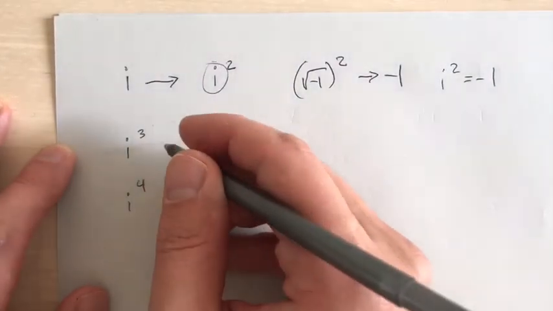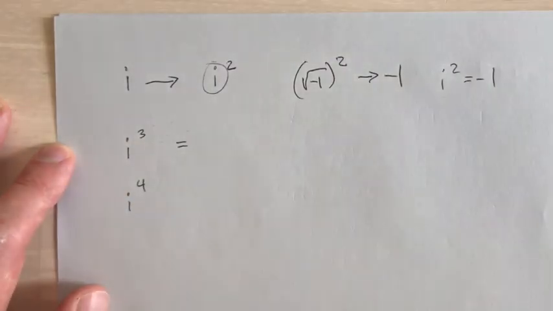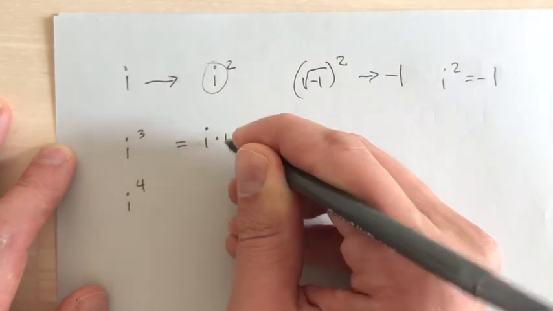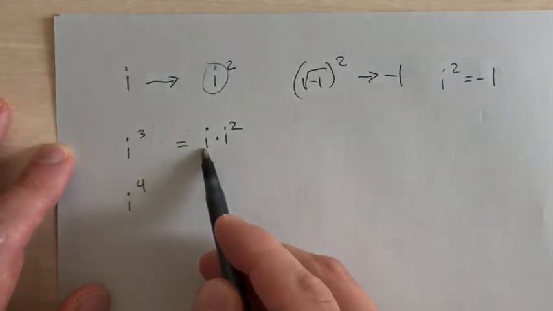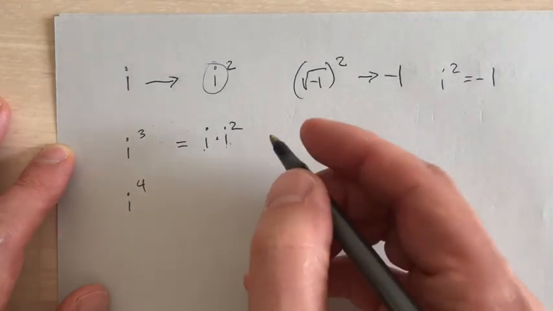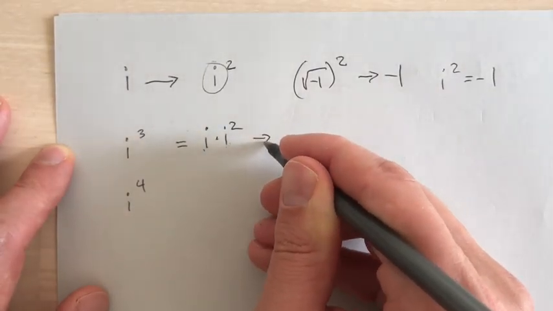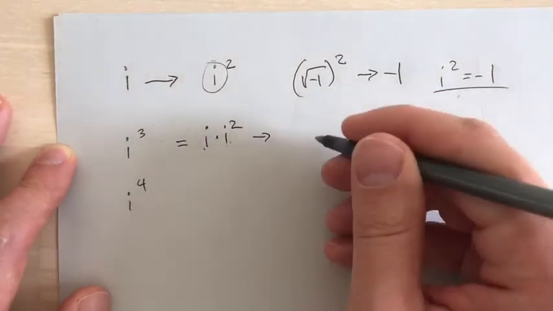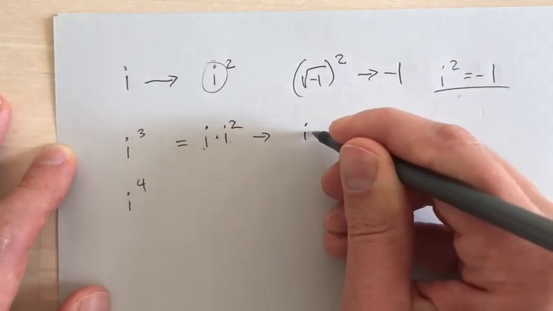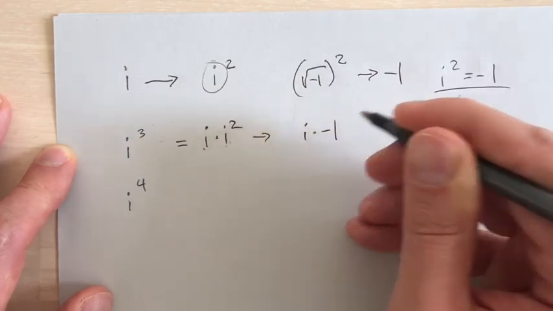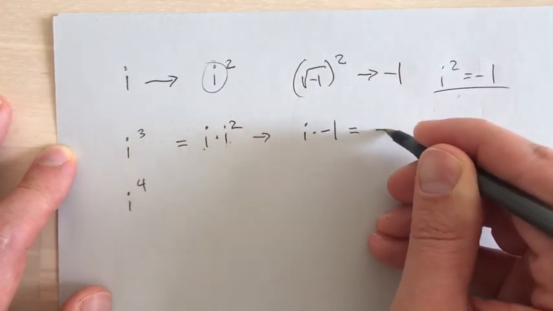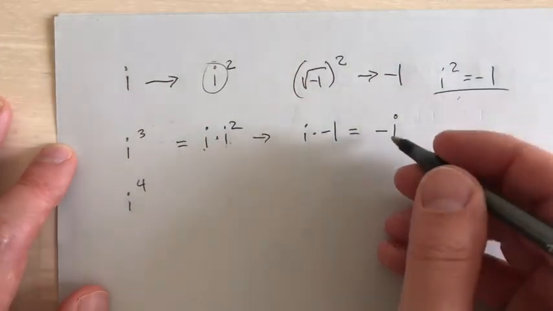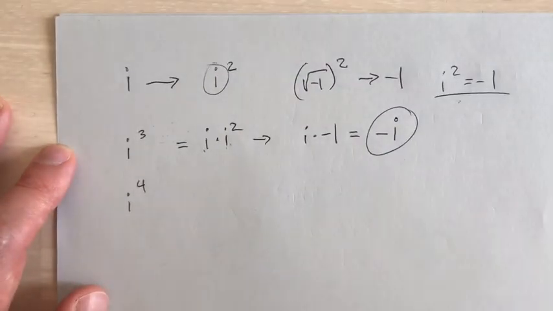What's i cubed, for instance? So i cubed would be, let's see here, the same as i times i squared, right? Because that would be i times another i. And, well, we know what i squared is. It's negative 1, right? So i times i squared would be the same as i times negative 1, which would equal negative i. So i cubed is negative i. Kind of weird, but cool.